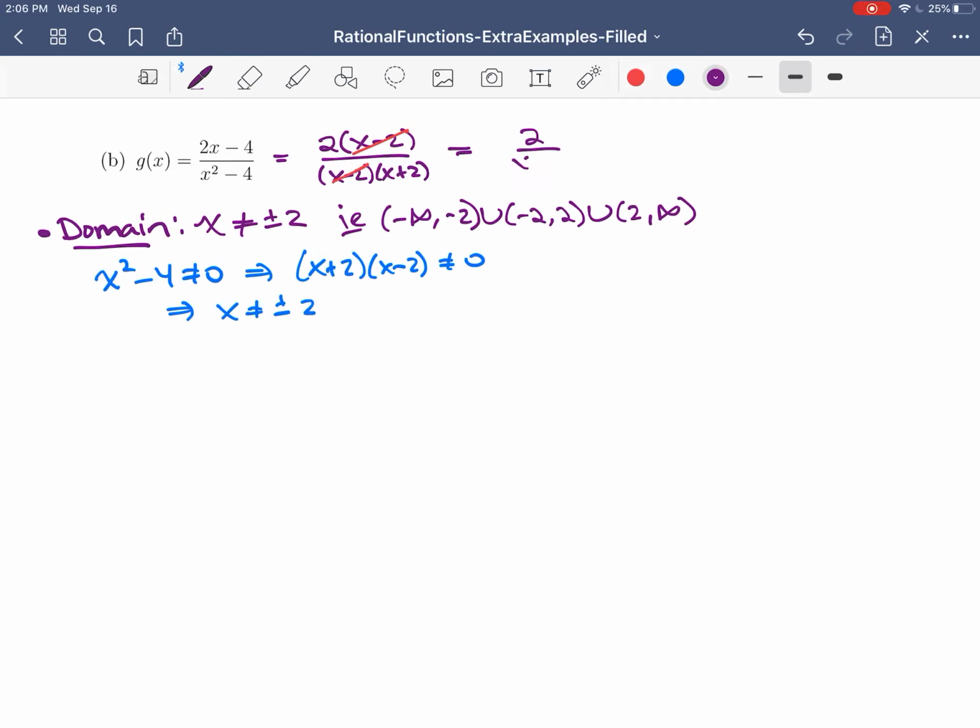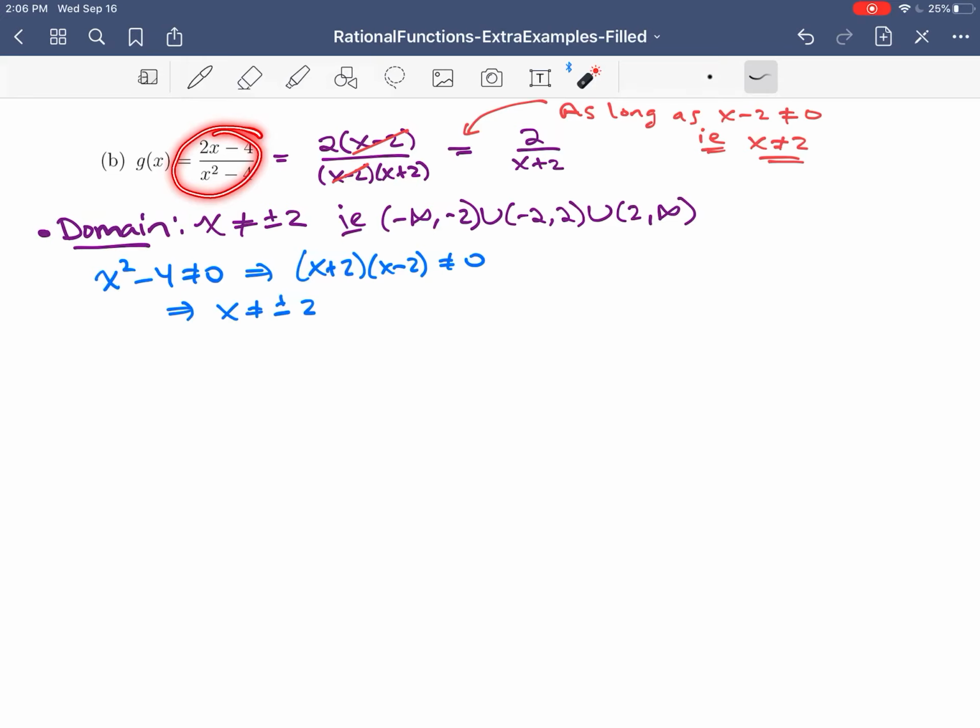Now they cancel as long as x minus 2 is not equal to 0. So as long as x is not equal to 2. Okay, so everywhere that x is not 2, this function is actually equal to this function. So as long as we're not thinking about x equals 2, we can use this function instead of the original. So it's easier to work with.